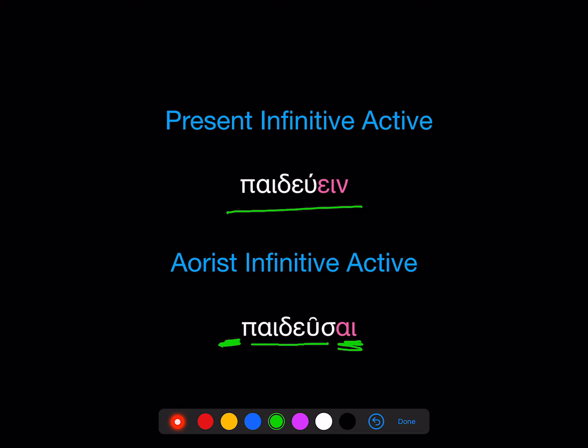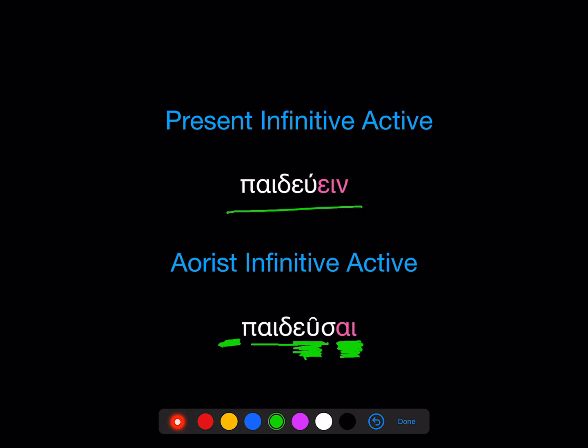Notice that paideusai, to teach, does not have recessive accent like you'd expect from most verb forms and from all the aorist verb forms we've seen so far. The aorist infinitive active is always accented on the penult. In the case of this verb, that penult is long, eu, it's a diphthong. And the final ai here is, although it's a diphthong, short for purposes of accentuation. Okay, the ai at the end of the aorist infinitive active is short for purposes of accentuation.